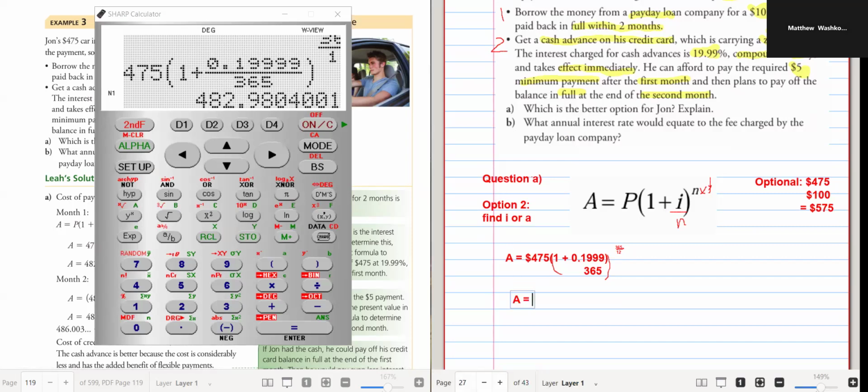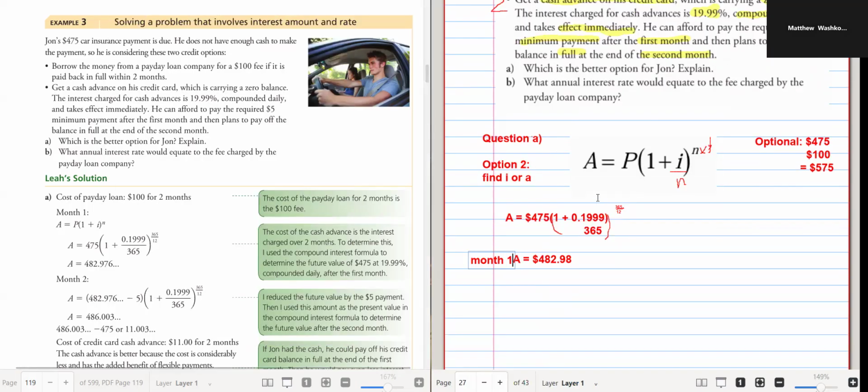So this is for month one, remember? $482.98. And this is specifically for month one of option B. Because remember, for month one, the interest is still calculating, but I can only pay the $5 minimum payment. So this is the total of the investment. And now I need to pay the $5 payment. So in total, what am I rolling forward to the start of month two? It's $477.98.